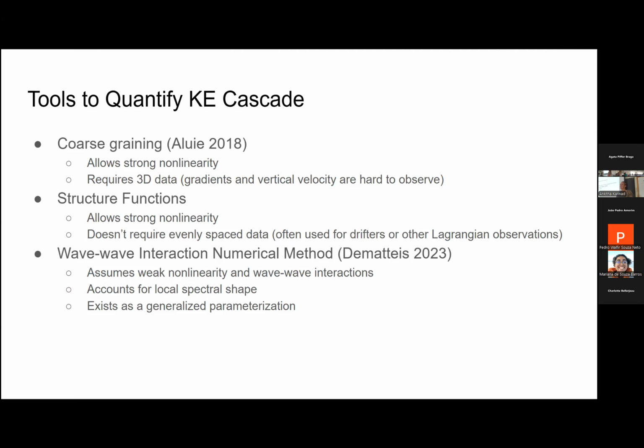If the system has a power law, I feel like I just did an awful job. That's way more than I would have said about it. I would have just said that one of the reasons why people like structure functions is that they don't require you to have evenly spaced data. So for example, if you had a cloud of floats put out in the ocean, you would be able to compute the transfer of energy between scales, even though they're not evenly spaced.